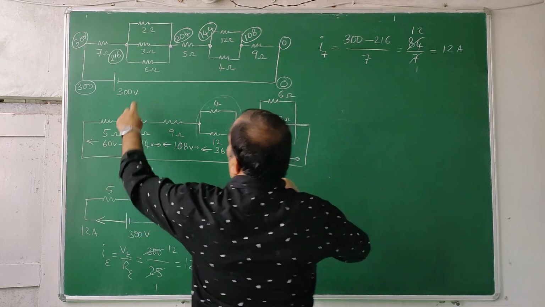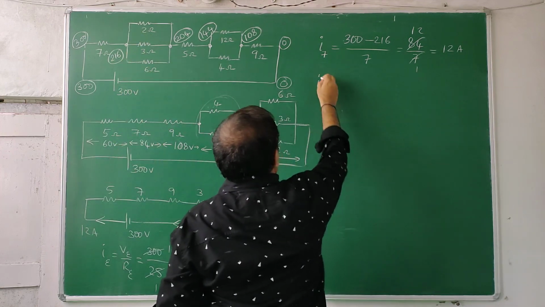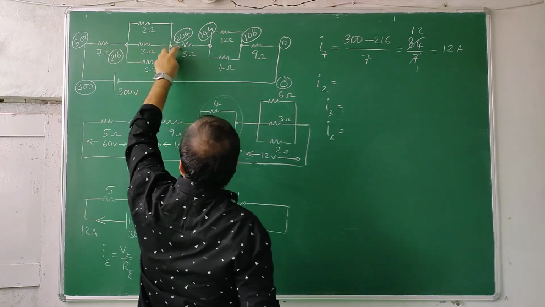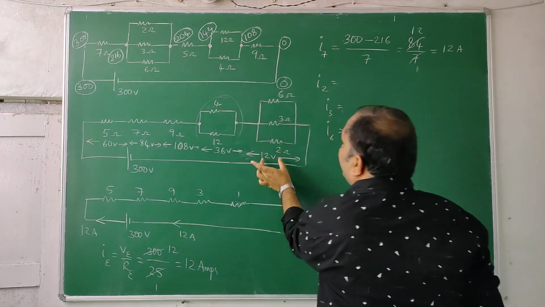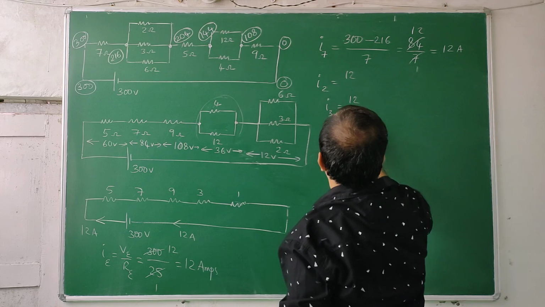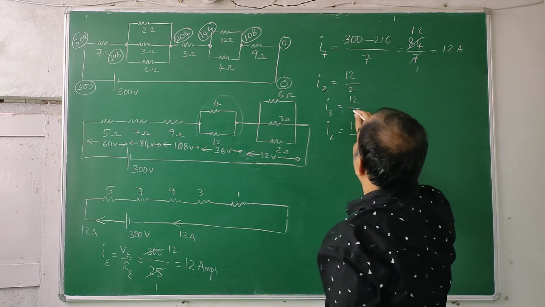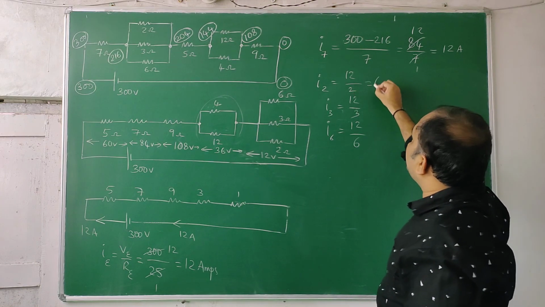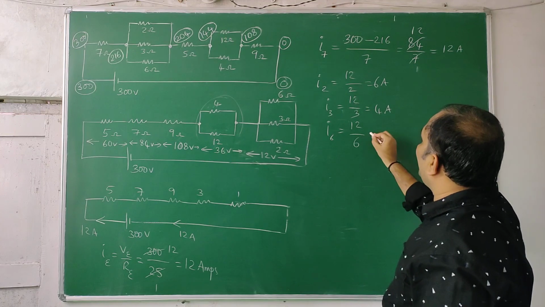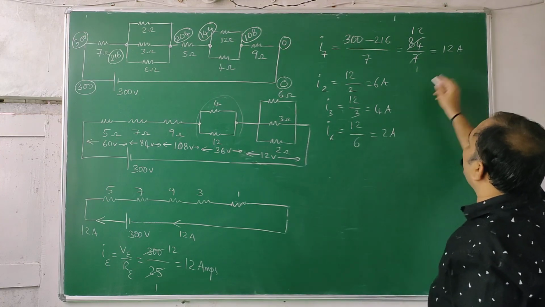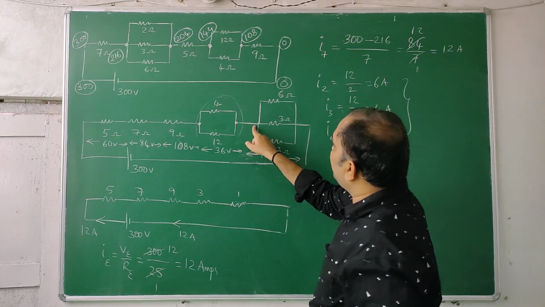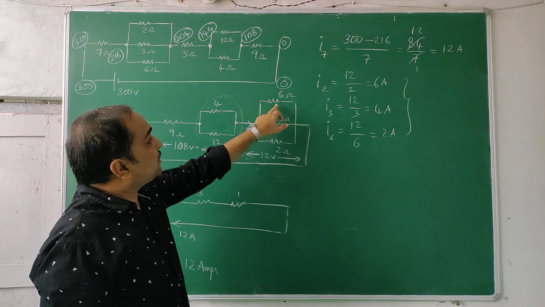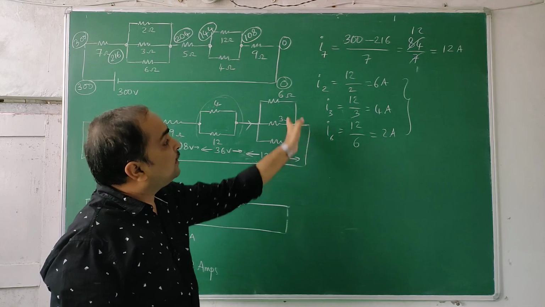Next, the current across 2, 3, 6: I2, I3, I6. All of their potential differences are the same, 216 minus 204, so they are under a potential difference of 12 volts. 12 by 2 ohms for I2, 3 ohms for I3, 6 ohms for I6. 12 by 2, 6 amperes. 12 by 3, 4 amperes. 12 by 6, 2 amperes. Add all of them, you get back 12. That means the 12 coming here splits into 6 amperes, 4 amperes, 2 amperes, and again rejoins as 12 amperes.